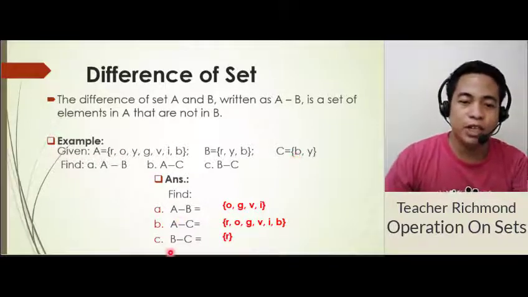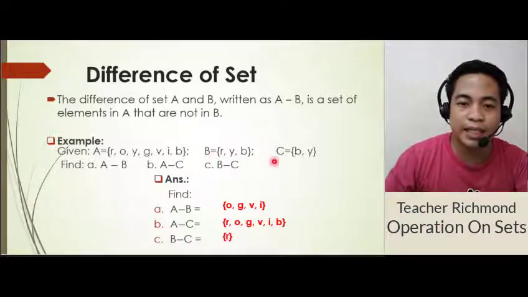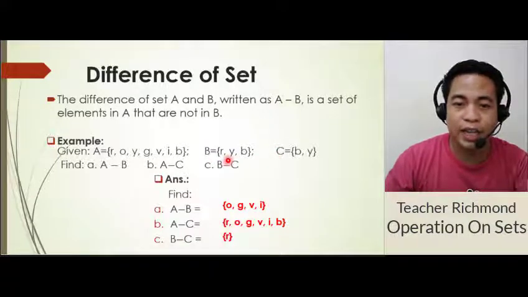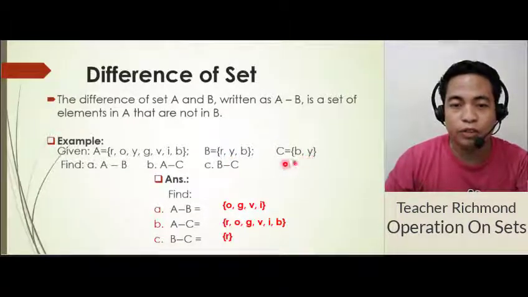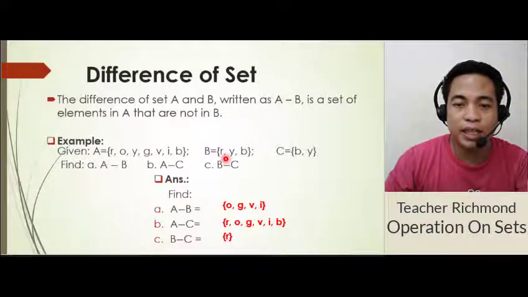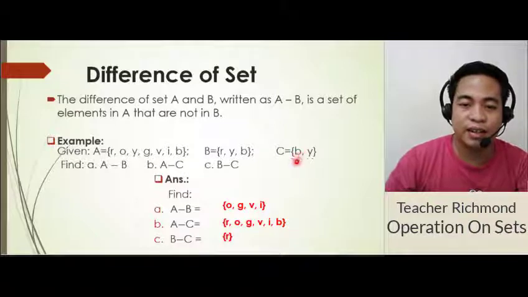Next, difference of set B and C. All you need to do is you will just go back to the given sets, set B and C, and you are going to find the elements or element that are not present in the second set. So what do you think is the element that is not present in the second set? We have R. Why? Because it's only element R that is not present in set C.